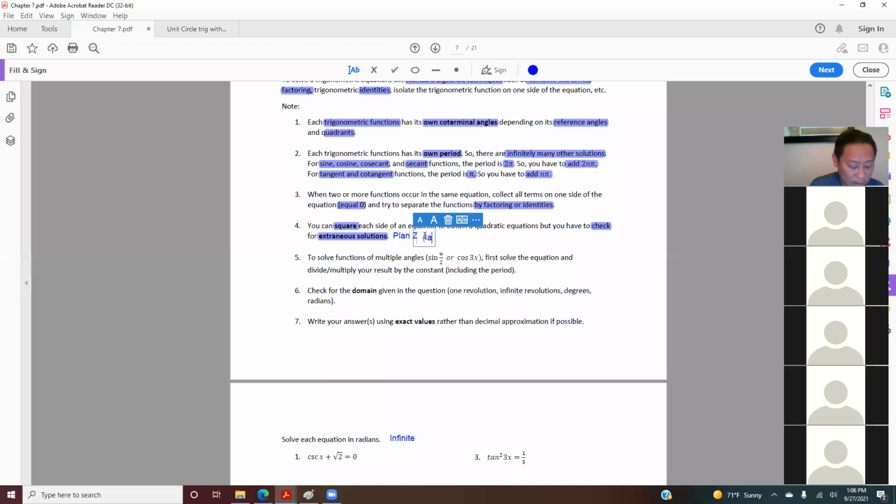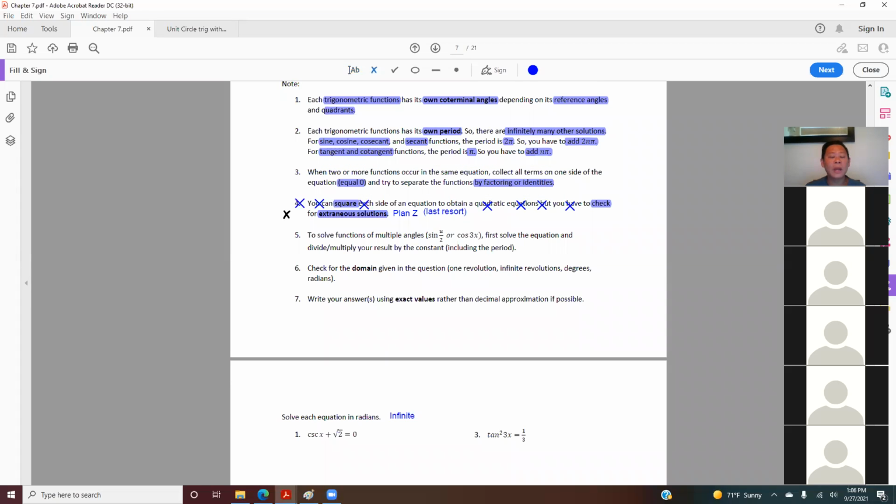This is your last resort, the last part. I would strongly suggest you not to use this. The reason why is because checking your answer takes a bit more work, but that is a way to do it. For me in this class, I will really strongly not suggest you to do it. Okay, but if you want to do it, it's fine. Lots of work.